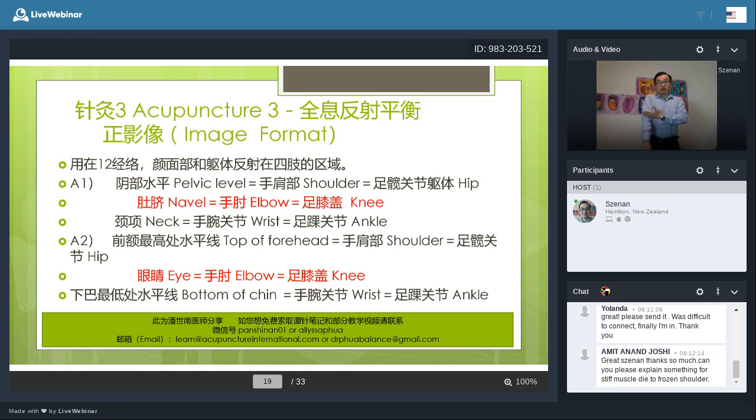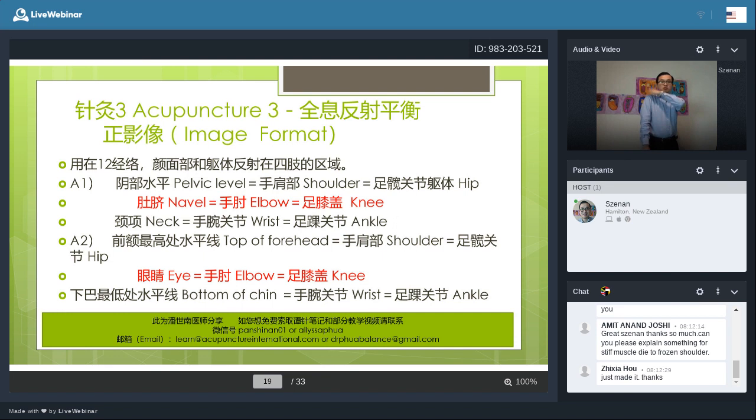This is the middle, right? My elbow. And the top of my hand is my shoulder. Okay, the top is my shoulder. Then my eyes is the middle. The top is here, top head, which is 百会 level. So 百会 level treat here.